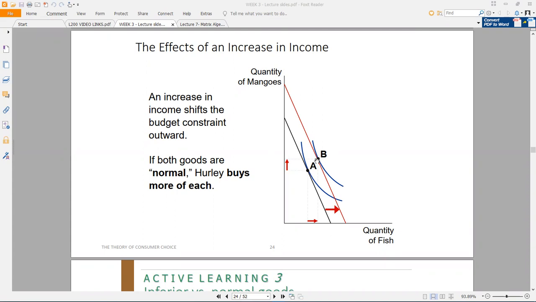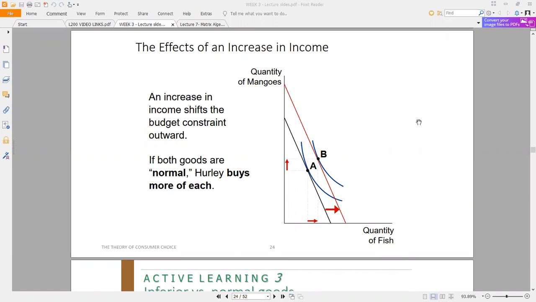If you look at this, you can see that there is an increase in consumption of both goods. Initially, let me draw this, this was the quantity of mangoes consumed at the bundle A, the optimal bundle A. But now, because of the increase in income, you can see that the quantity of fish consumed has increased, and that of mangoes has also increased. So this is the case where the consumer sees the two goods as normal goods. For normal goods, we tend to consume more as income increases. So moving from point A to point B means we are consuming more of both goods.